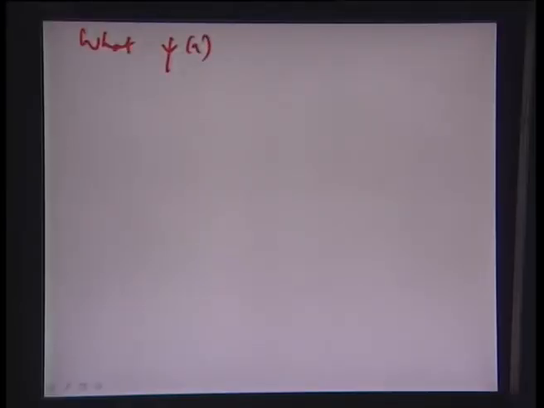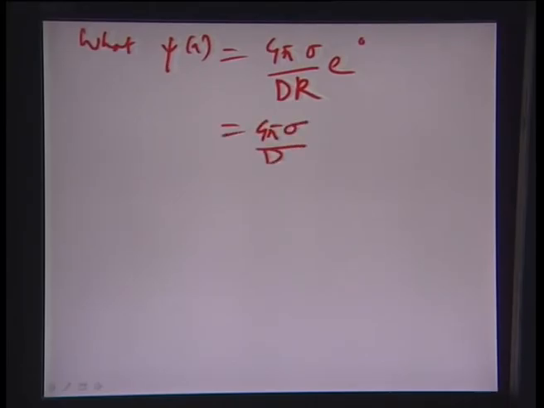So, let us look at what the potential function would be at x equal to a. It should be equal to 4 pi sigma by D k e to the power of 0, or 4 pi sigma by D k. So this is also the surface potential close to where the solvation shell just about starts.